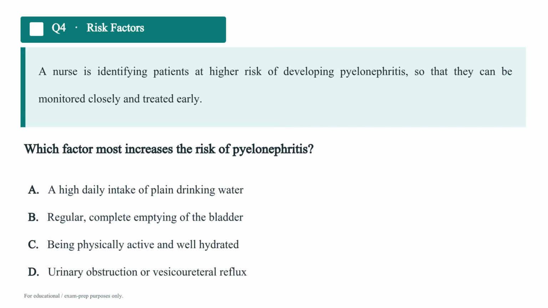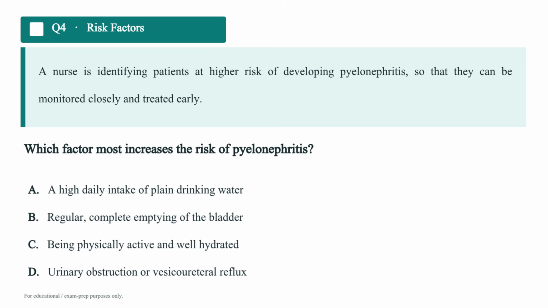Question 4. A nurse is identifying patients at higher risk of pyelonephritis so they can be monitored and treated early. Which factor most increases the risk? Option A, a high daily intake of plain drinking water. Option B, regular complete emptying of the bladder. Option C, being physically active and well hydrated. Option D, urinary obstruction or vesico-urethral reflux. Pause here and choose your answer.